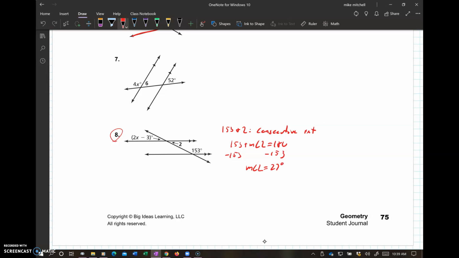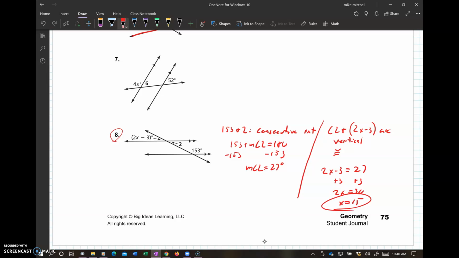And then I have to do angle 2 and the 2x minus 3 are vertical. I don't need my parallel lines on those. So I know congruent is my property. 2x minus 3 has to equal 27. Do my algebra to solve it. 2x equals 30. X equals 15. And as we'd say in Hawaii, we are pau. That means we are done.